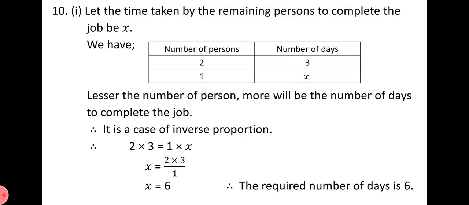Therefore 2 into 3 equals 1 into x. We transpose 1 to the opposite side, so we get x equals 2 into 3 upon 1, that is x equals 6. Therefore the required number of days is 6, meaning one person can complete fixing the window in 6 days. Now for the second part: if the window is to be fixed in one day, how many persons are required for that?